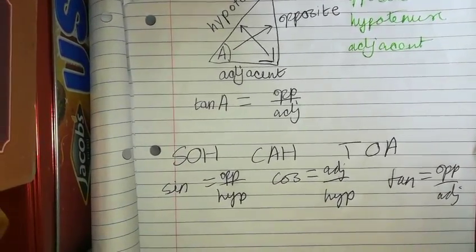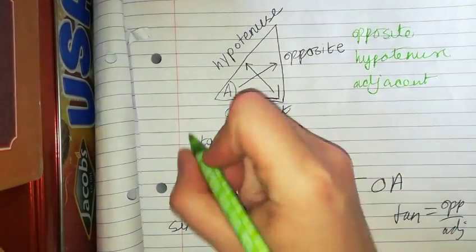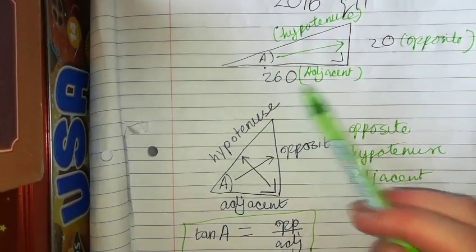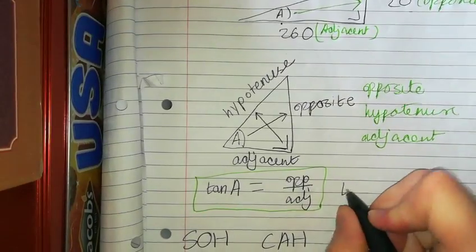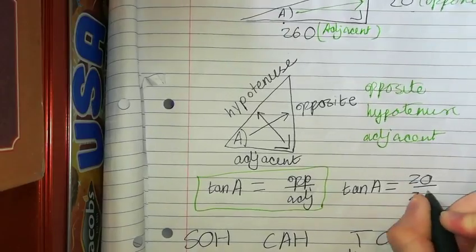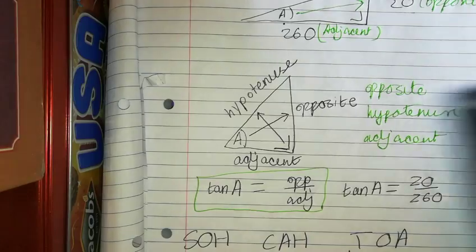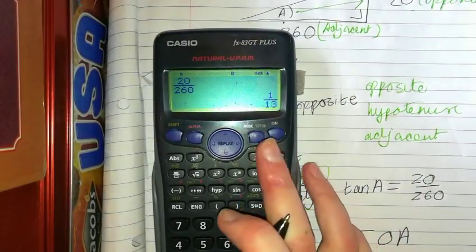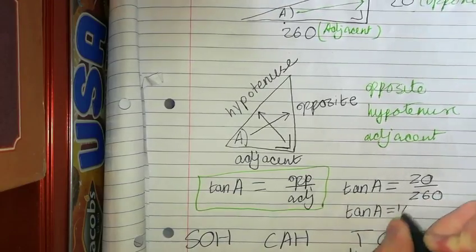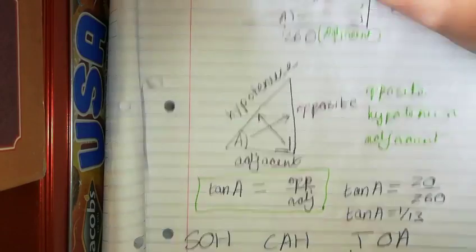So if we're asked for the tan of this angle A, the tan is our opposite over our adjacent. Our opposite was 20 and our adjacent is 260, so tan A is equal to 20 over 260. If we put 20 over 260 into our calculator, we get 1 over 13. So we can simplify it and get tan A is 1 over 13. That is tan A as a fraction.